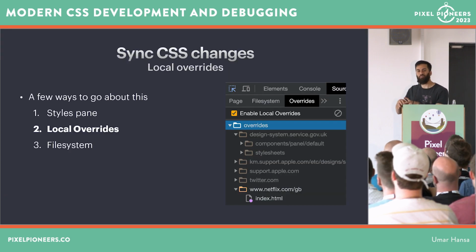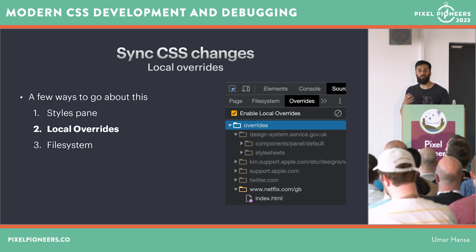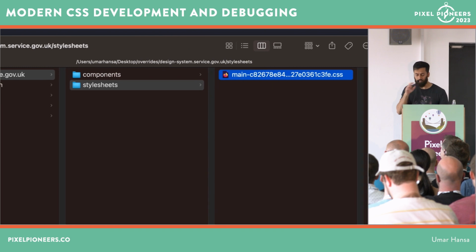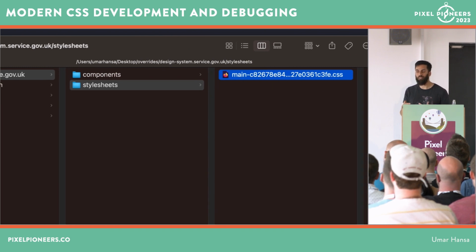Feature number 2, again within the same spirit of persisting those changes within DevTools, is called local overrides. So, sources panel, overrides pane, and enable it. Then just give it a random folder on your desktop like I have. And then from that point on, all changes that you make in DevTools will persist.